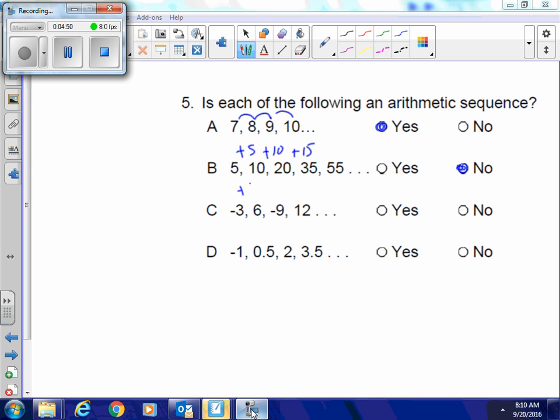I'm going up 9 here, but then I'm going down on this next one, so it's not arithmetic. On this one, I'm going up 1.5 and up 1.5 and up 1.5 every time. So yes, that's arithmetic.